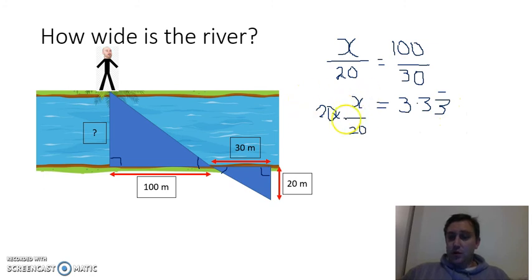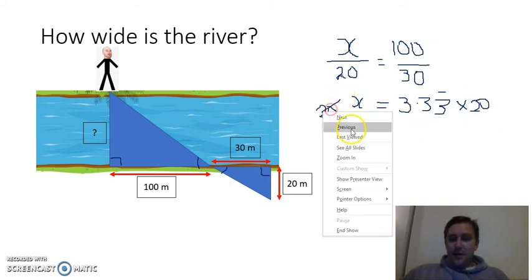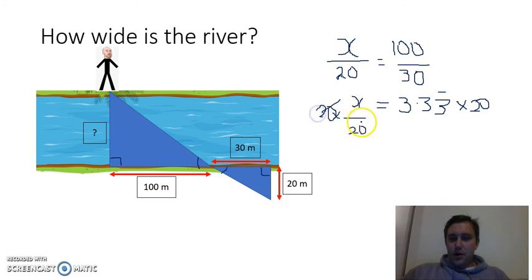But what you do to one side, you have to do to the other. And they cancel out. I don't know why I clicked there. And those guys have now disappeared. I'm left with X by itself, and I can plug that into my calculator, and I'll get the width of my river to be 66.67 meters.